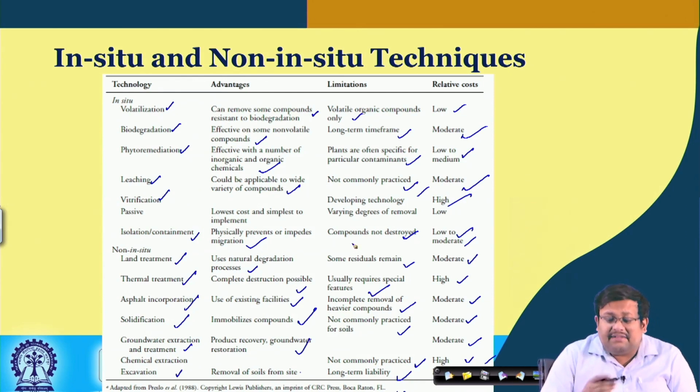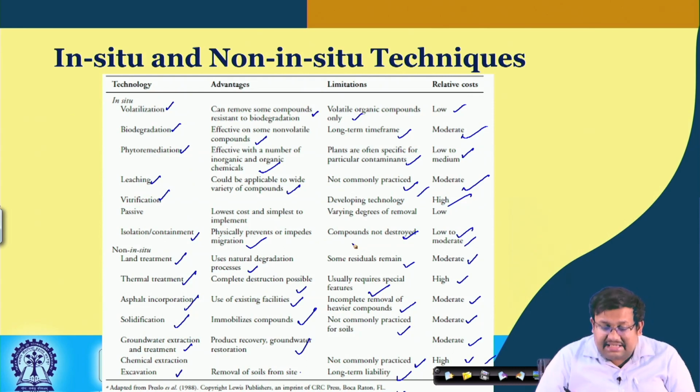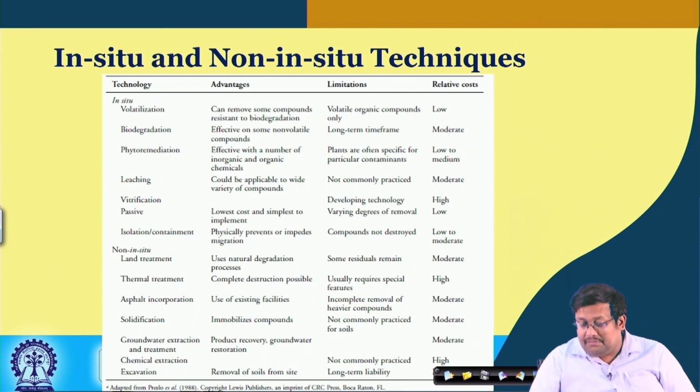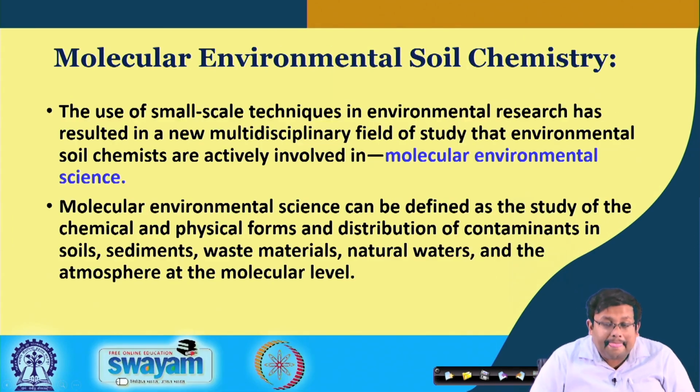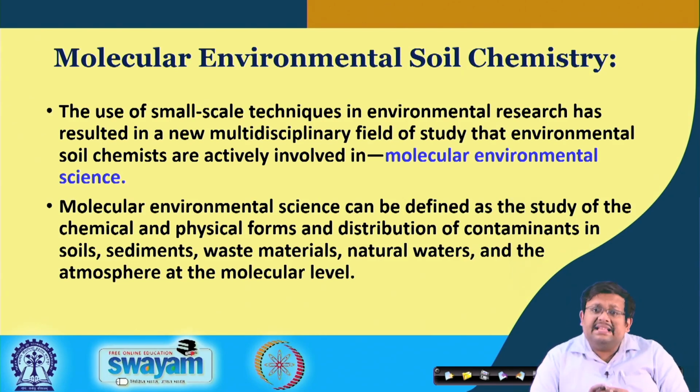So, these are some advantages and limitations of different types of in situ techniques, and I hope that this slide summarizes the major take home message from these different in situ and non in situ techniques which we have discussed for the last 2 lectures. Then we have completed these different land treatments and land decontamination processes, and there is another important term which is very popular nowadays called molecular environmental soil chemistry.